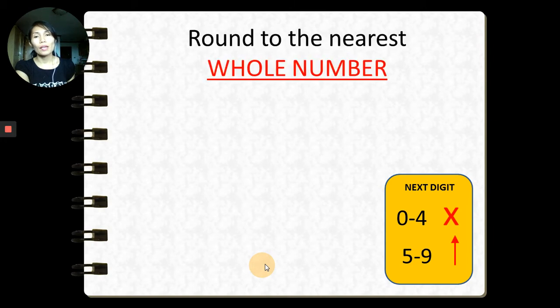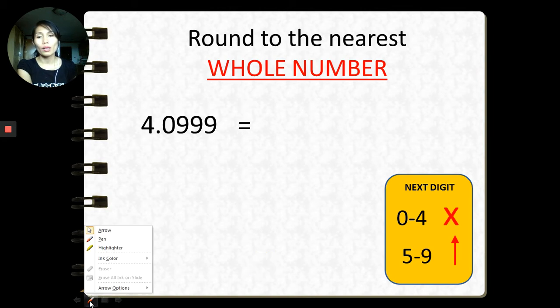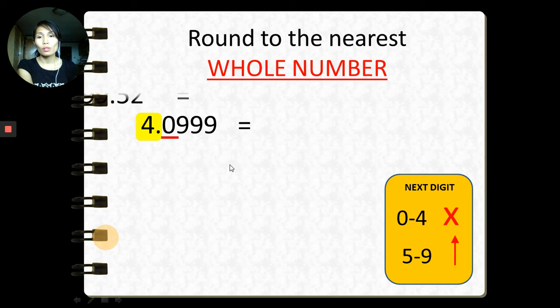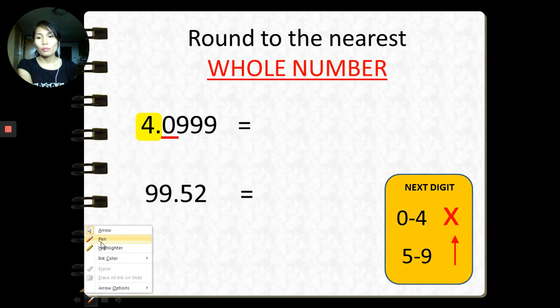So that's it. Let's try another one, round off to the nearest whole number. In here, you see the whole number is 4. So are we going to add 1 or not? The next digit is 0. Never mind the following digits, the 999. Even if we put up here 10 more 9s, the next digit is still 0. So that means we will not do anything with the whole number. So the answer here is just 4.